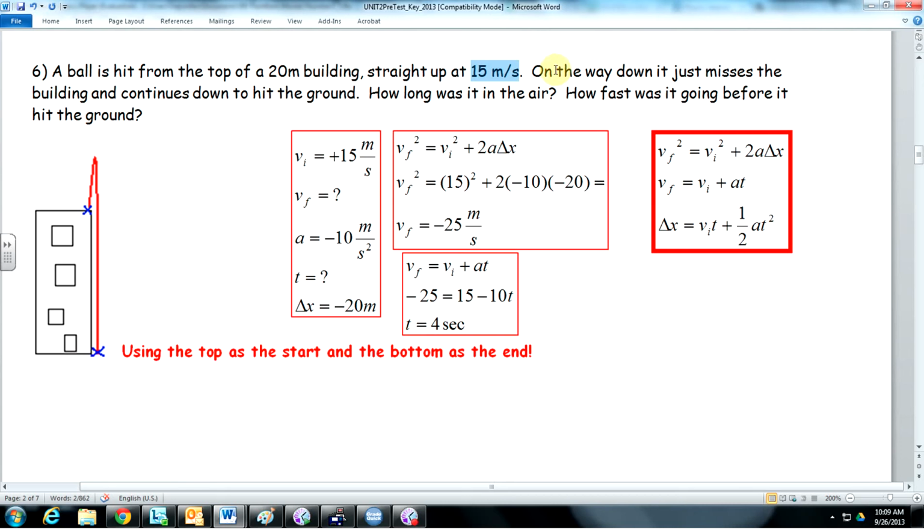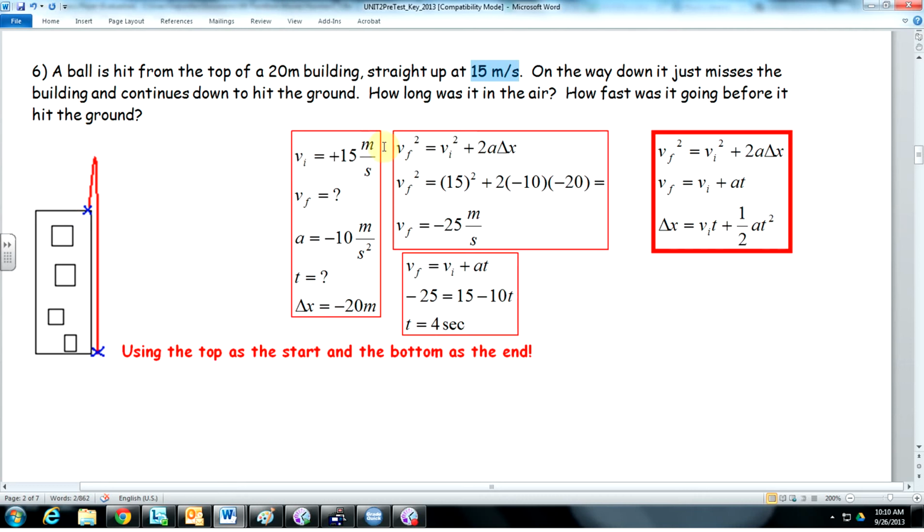So first question, on the way down, it just misses the building, continues on until it hits the ground. How long was it in the air? How fast was it going before it hit the ground? So these are nice, easy questions. And we go ahead and we have the initial location be the top of the building, the final location be the bottom of the building.